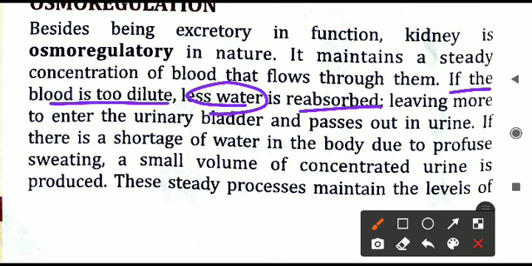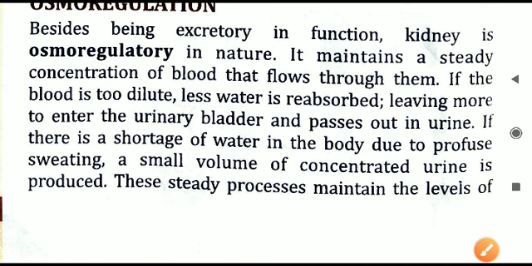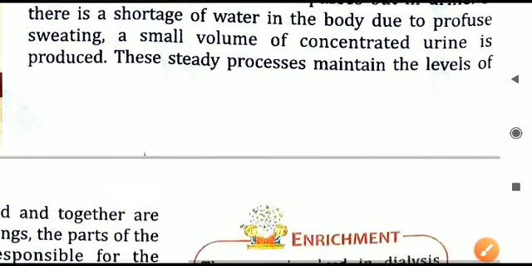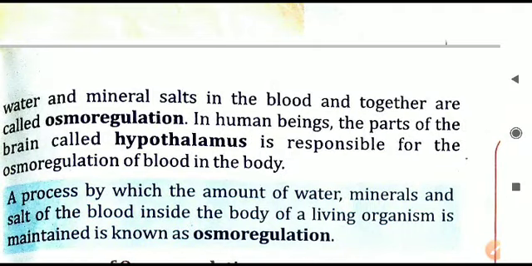If the blood is very dilute, if more water is there, then what will happen? Less water is reabsorbed, leaving more to enter the bladder and pass in the urine. So if the person's blood is very dilute, already having a lot of water, then whatever water you drink will not be fully absorbed. It will be passed out again into the urine. Next, if there is a shortage of water in the body, due to profuse sweating, then a small volume of concentrated urine is produced. So all these processes are called osmoregulation.